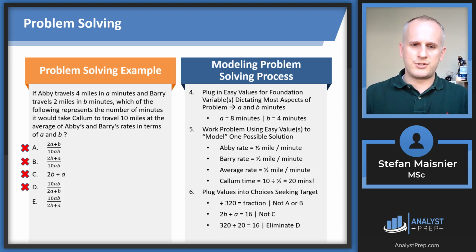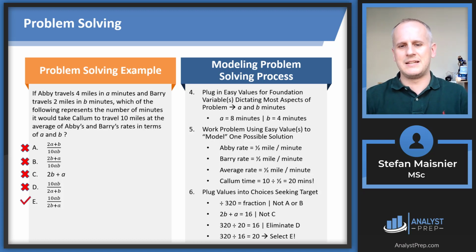Now, always check all 5 choices when you're modeling a problem, just to make sure there wasn't a simple math error somewhere along the line. But sure enough, 320, which we've already established 10AB is, divided by 2 times B, which is 8, plus 8 is 16, and 320 divided by 16 is the 20 minutes we were seeking. And we can confidently select E because it's the only one that matched the model that we had.